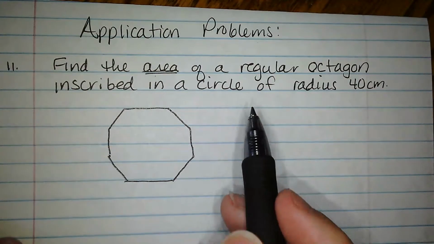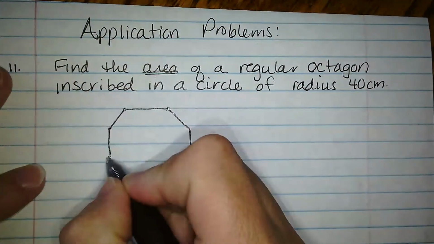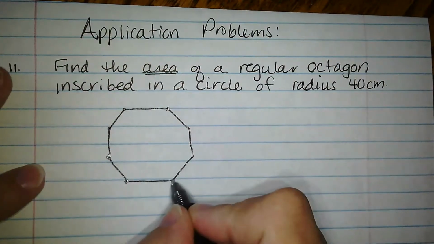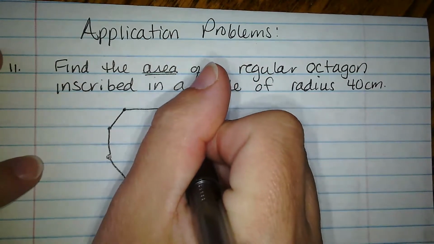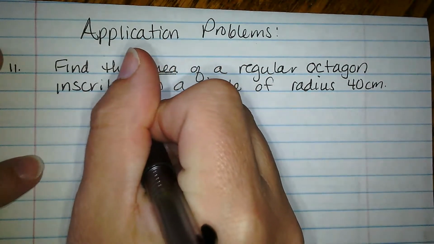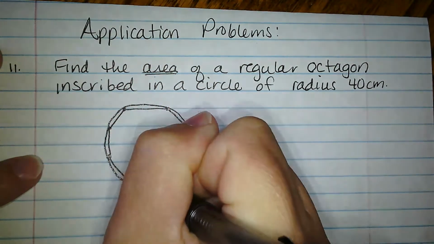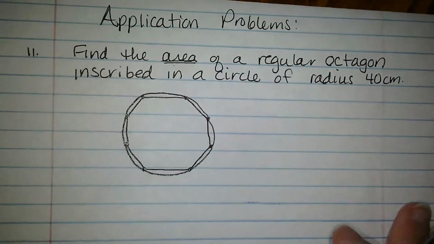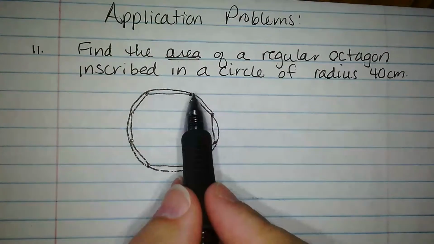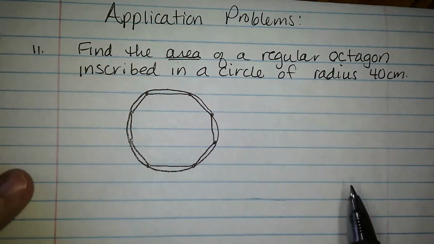Now, inscribed in a circle literally means that the points where the segments come together on the octagon are literally the points of the circle. So something like that. So we've got a circle. We've got our octagon inside the circle. And it says the radius is 40.